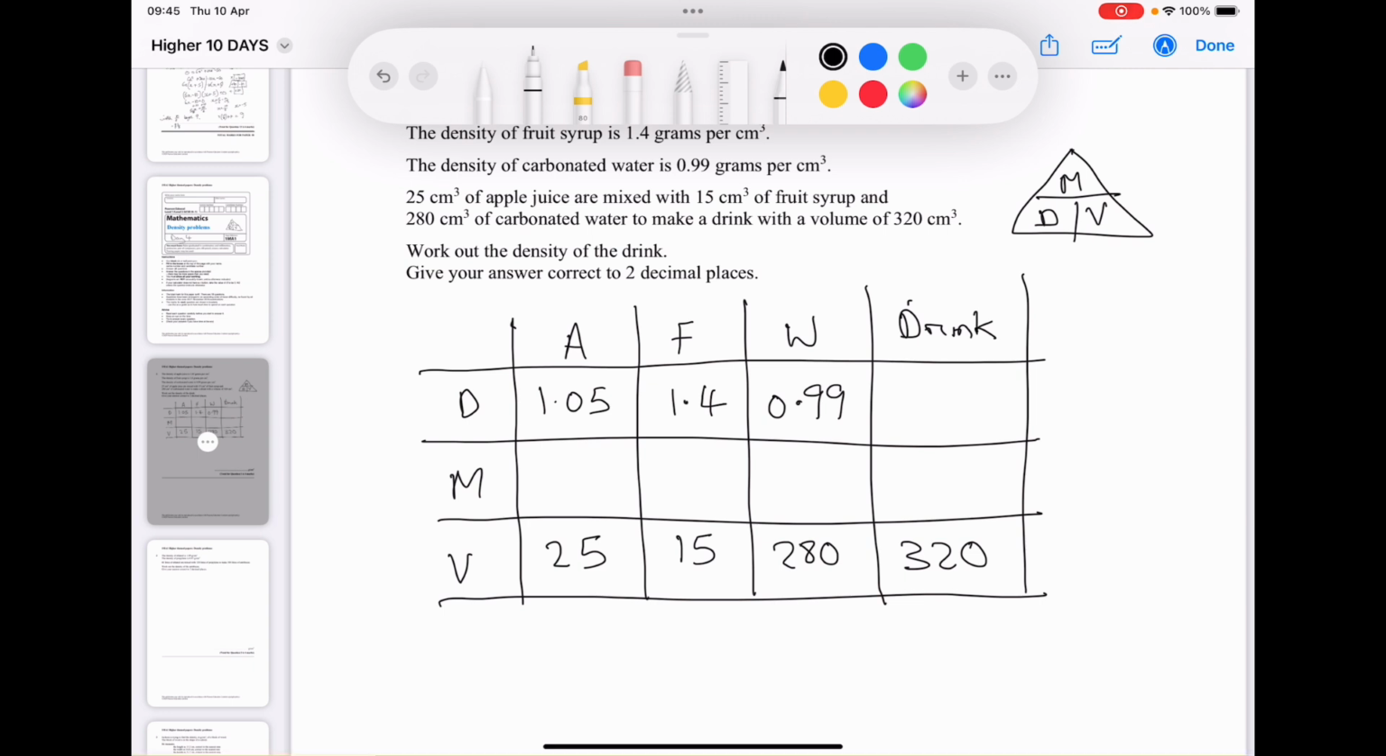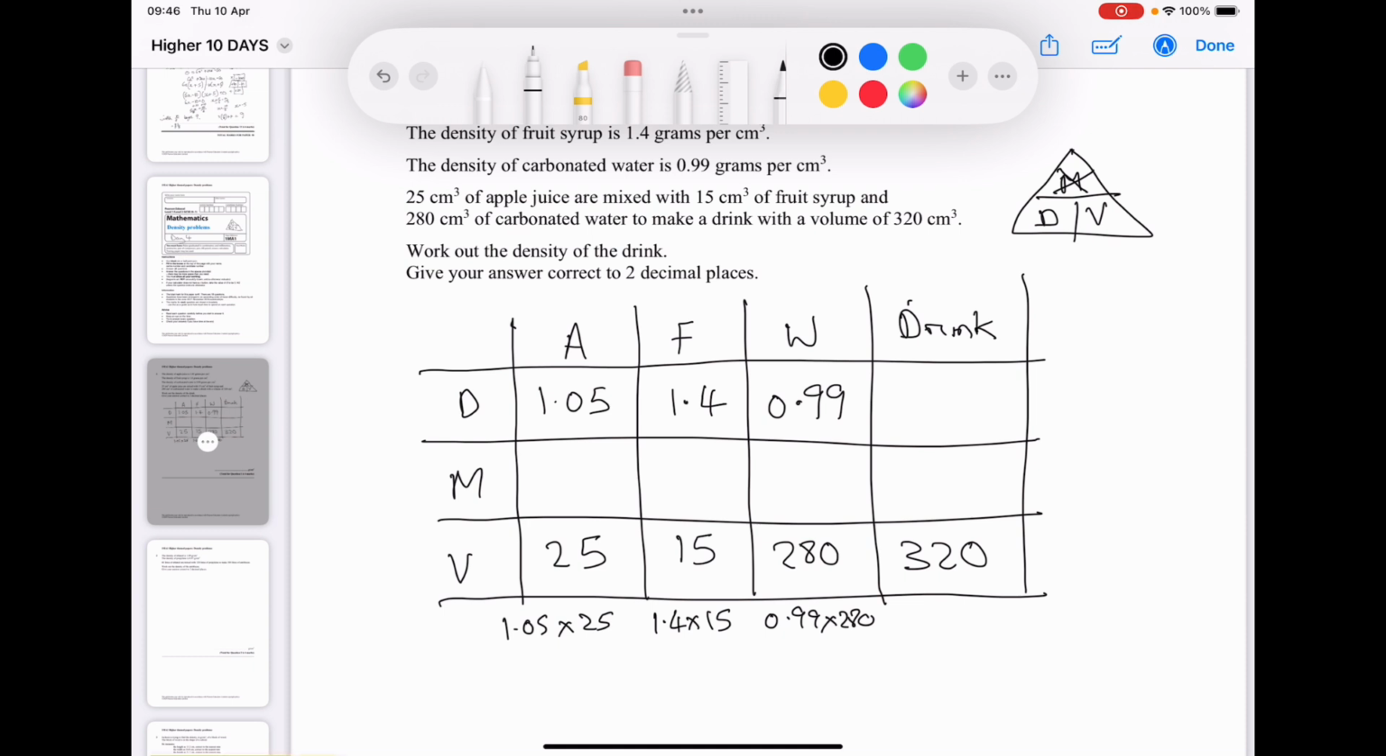So as such, I just need to work out the masses and then add the masses together and then just do mass divided by volume. So not actually that hard. Looking at this, to find the mass of anything, it's density times volume. So to get the mass of the apple, it is just 1.05 times 25. The density of the fruit syrup is 1.4, so that's times 15. And then the water is 0.99 times 280.